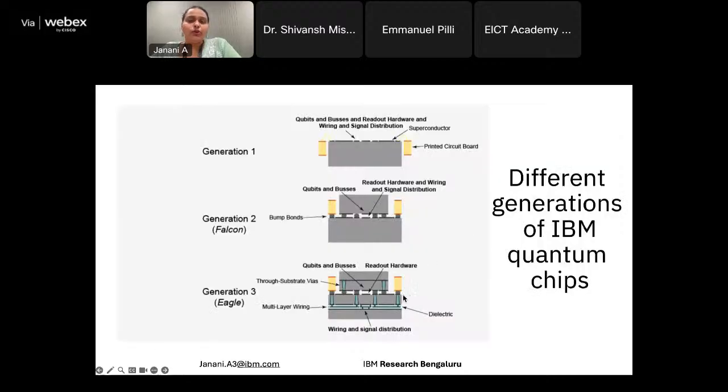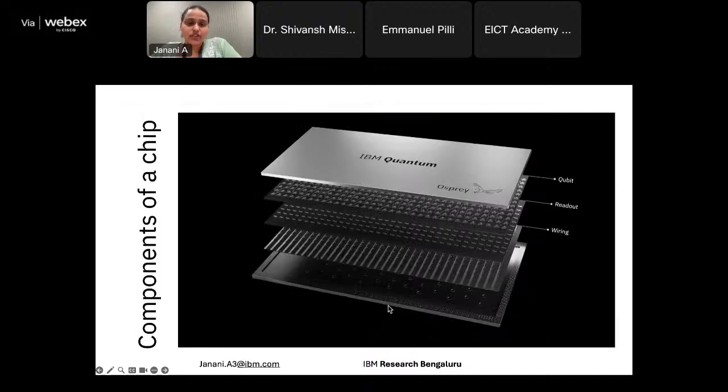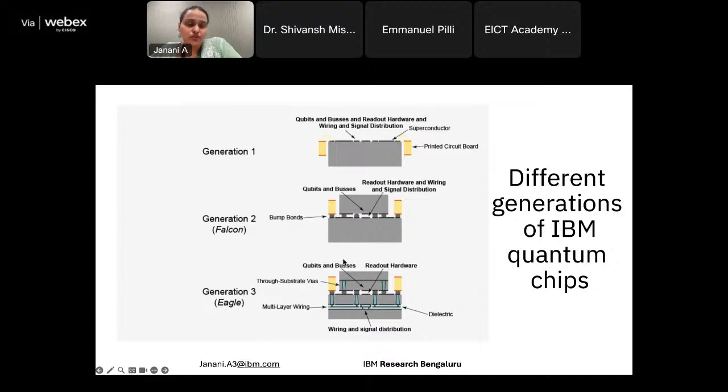But if you want to get into even more specifics, the different generations of IBM quantum chips have, this particular structure that we saw has evolved through different generations.